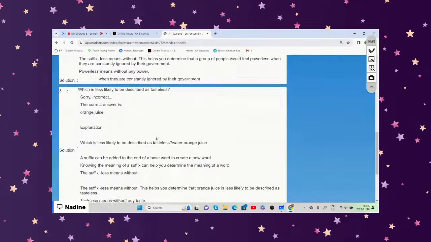And which is likely to be described as tasteless? Is juice tasteless or water tasteless? Juice or water, which one is tasteless? It has no taste. We're just drinking it because we need to be healthy.